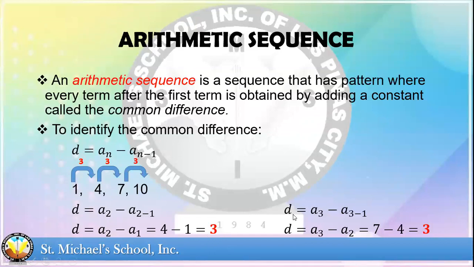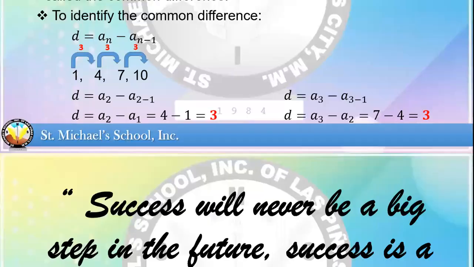Then another one, let's substitute 3. So a sub 3 minus a sub 3 minus 1. So simplify, a sub 3 minus a sub 2 is equal to 7 minus 4. So 7 is the third term and 4 is the second term. So 7 minus 4 is 3. That would be all.